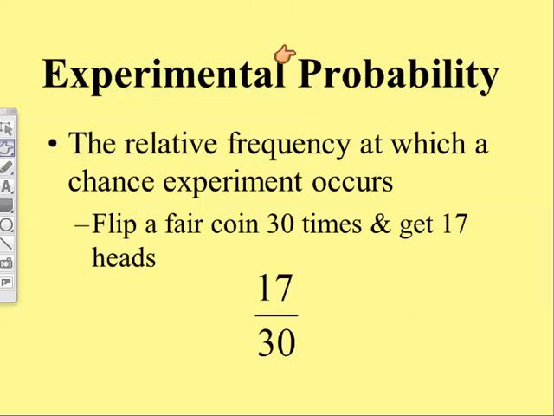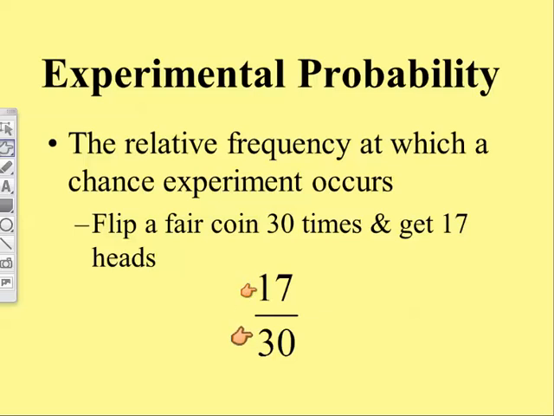Okay? So, experimental probability. Well, experimental probability is the relative frequency at which a chance experiment occurs. If you flip a fair coin, you would expect the probability to be 50%. You expect to get 50% heads and 50% tails. But if you happen to do it one time, you might get 17 over 30. That is an experimental probability.